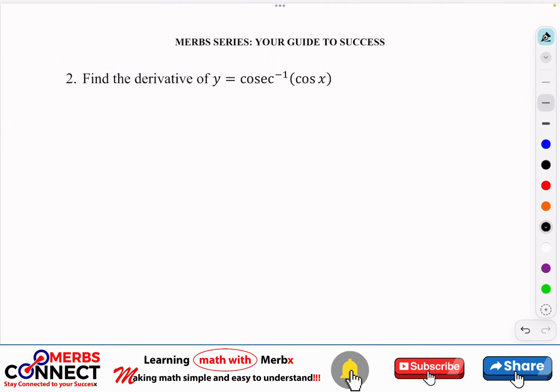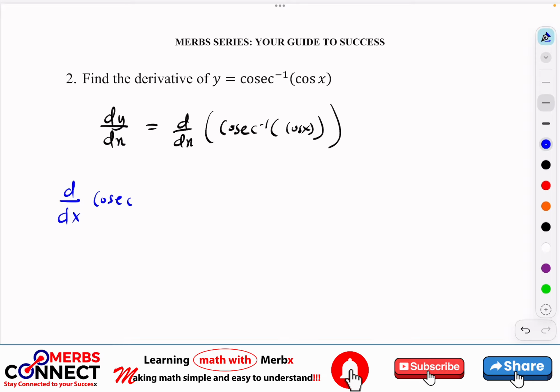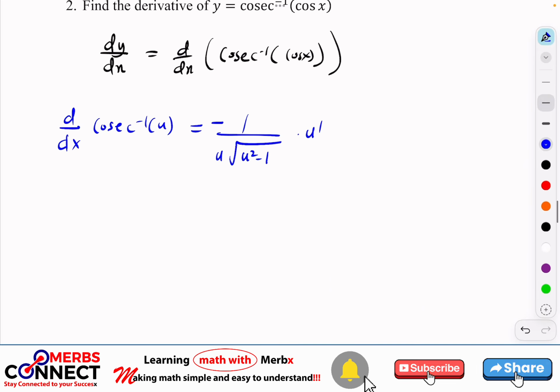Let's run through quick. And then the next, I will tell you what we are going to do in our next video. Now let's differentiate this one, d over dx, differentiating with respect to x, cosec inverse of cos of x. So this is the chain rule. We need to use the chain rule that we learned, which is a general rule. So cosec inverse of u is minus 1 divided by u square root of u squared minus 1, times u prime. So this is what we need.